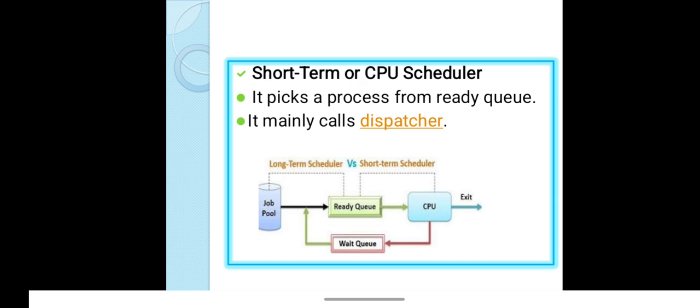And another one is the short-term or CPU scheduler. It selects from among the processes that are ready to execute and allocates the CPU to one of them. It is invoked very frequently. Processes can be described as either input and output bound or CPU bound.